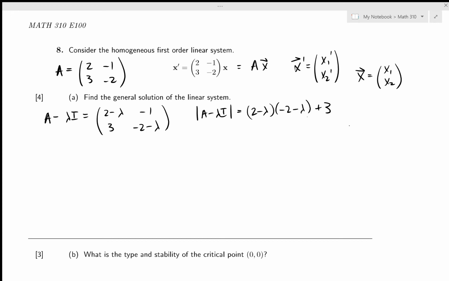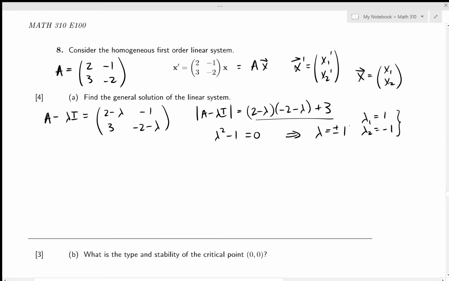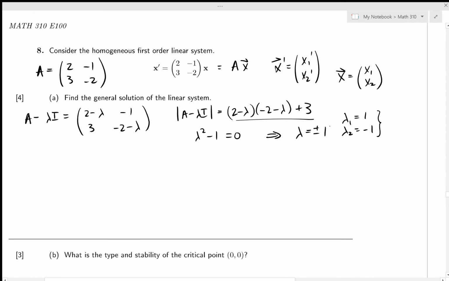So I simplify this a little bit, and I get lambda squared minus 1, and I set that equal to 0, and then that tells me that my eigenvalues are lambda equals plus or minus 1. So I'm going to have lambda 1 is equal to 1 and lambda 2 is equal to minus 1. So those are my 2 eigenvalues.